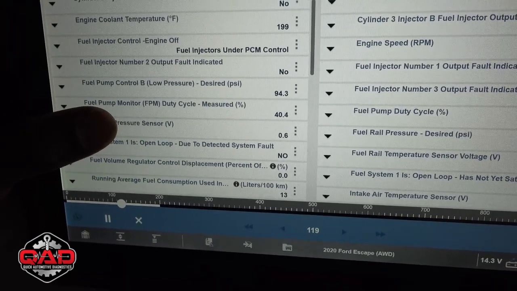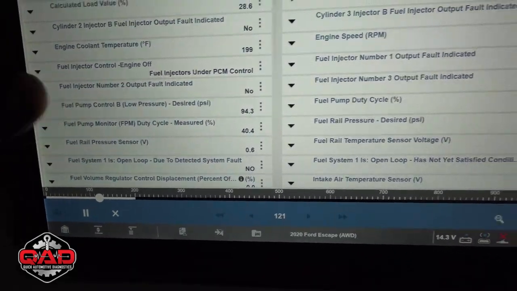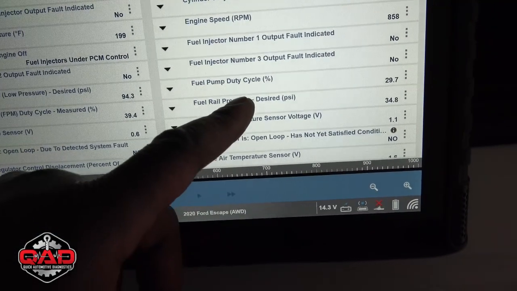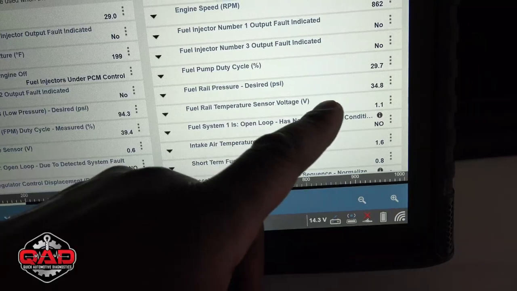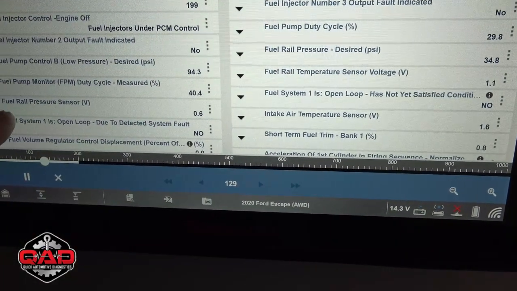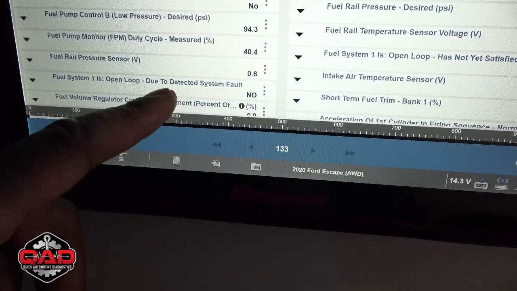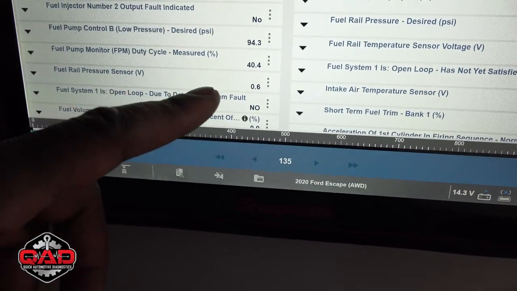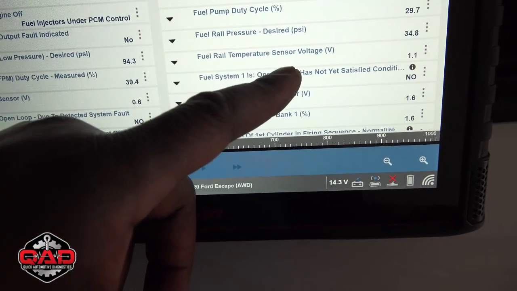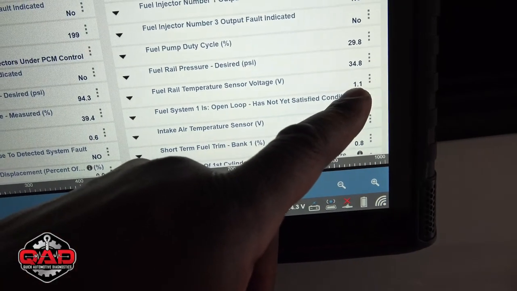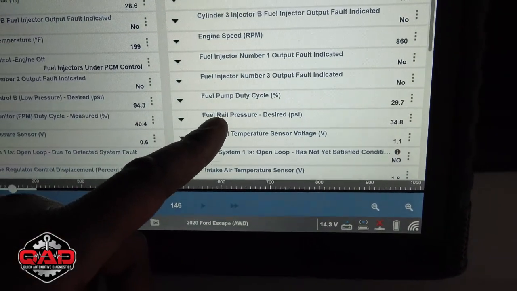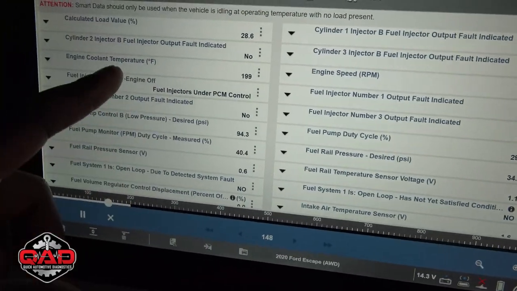Injector. The desired pressure is 34. So what is the actual pressure? Fuel rail pressure sensor is low. And then the voltage. Fuel rail temperature voltage is 1.1. Are we having a problem in the reference voltage? Are we having something shorted? We will find out.